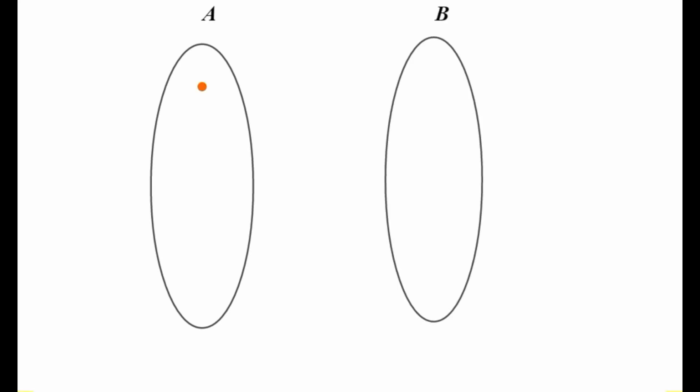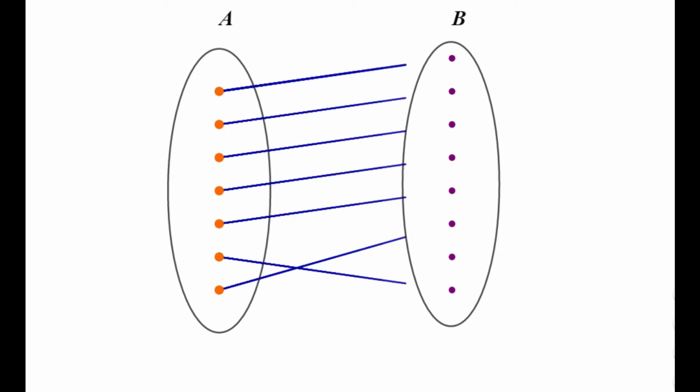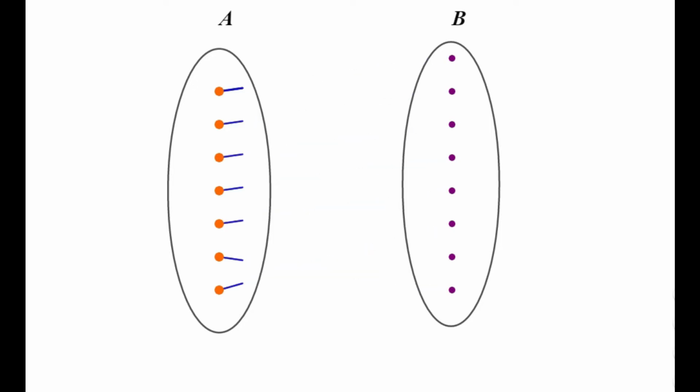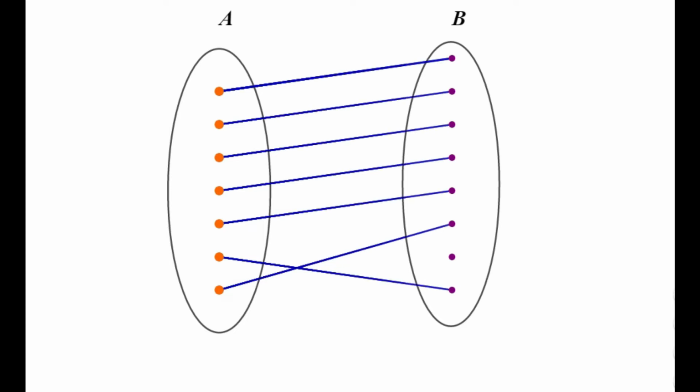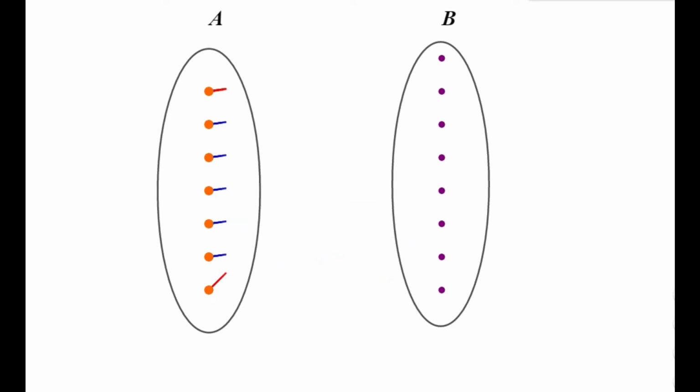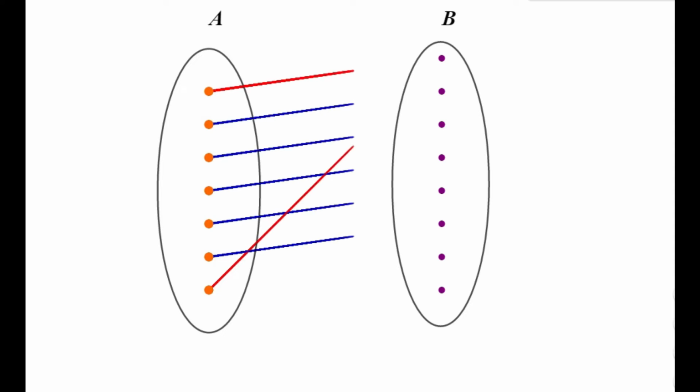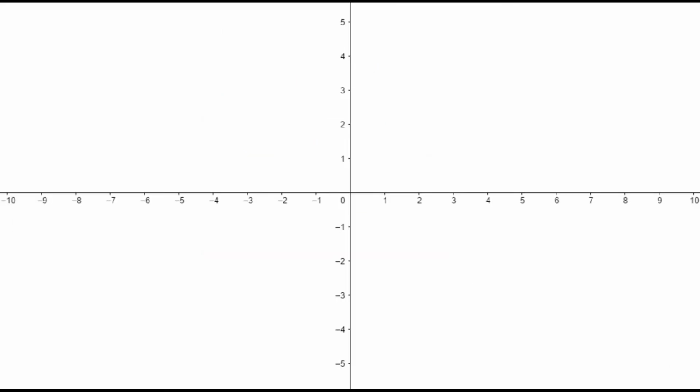Function is a relation from set A to set B such that every element of A is related to a unique element of B. So from the definition, it is clear that every element of A has a relation with a different element of B, or some elements of A are related to a unique element of B. So now let us discuss some examples of functions.